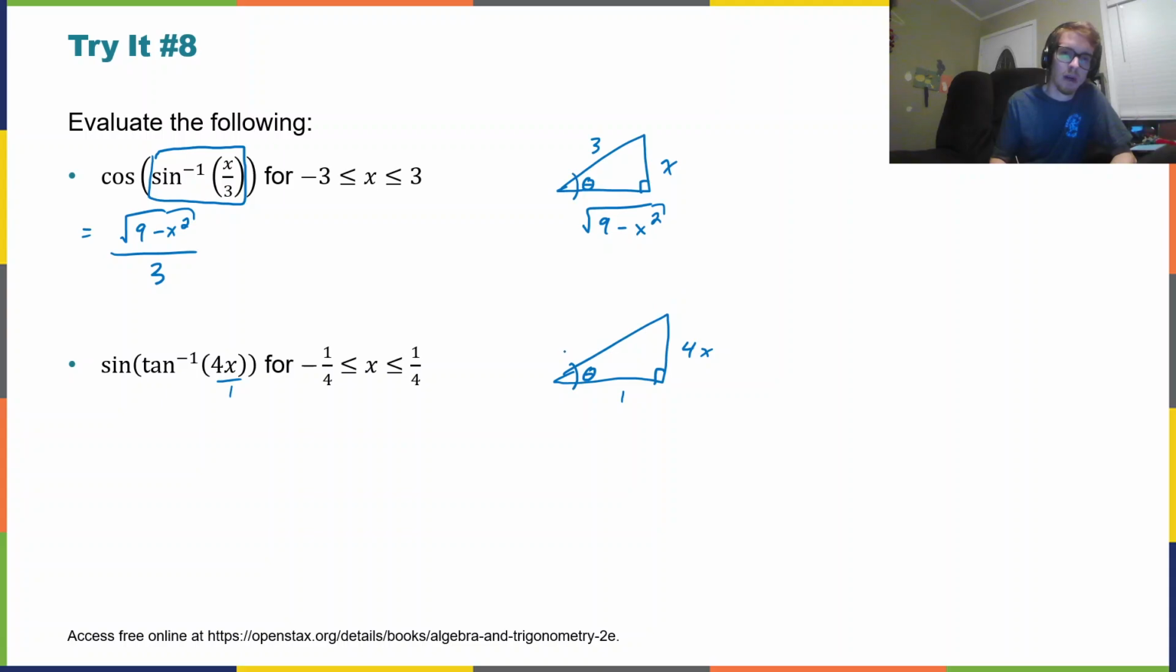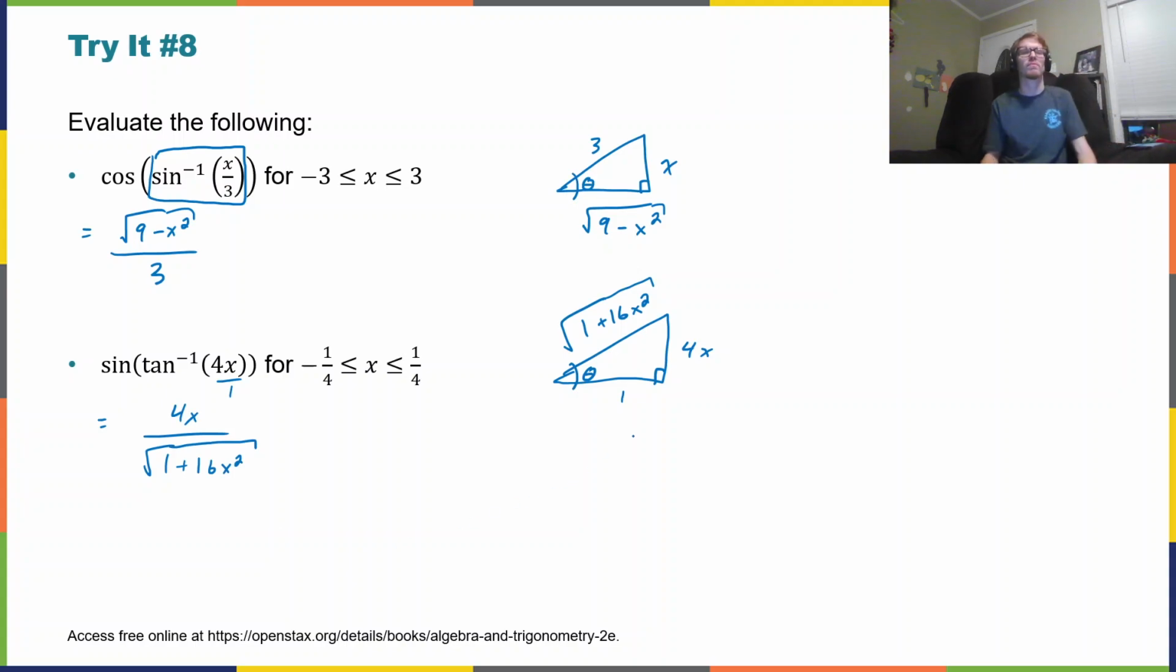That means that the hypotenuse, using the Pythagorean theorem, is the square root of 1 plus 16x squared. Because we would square 4x, that would be 16x squared. 1 squared is 1. We're summing these because we're finding the hypotenuse. So now that we come up with this triangle, we can now say that the sine of that given angle is opposite over hypotenuse, which would be a numerator of 4x and a denominator of square root of 1 plus 16x squared. Close that square root.